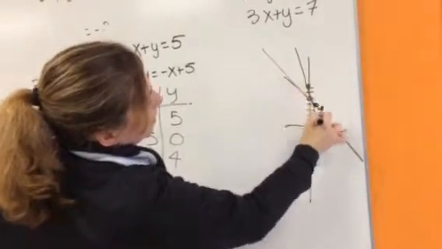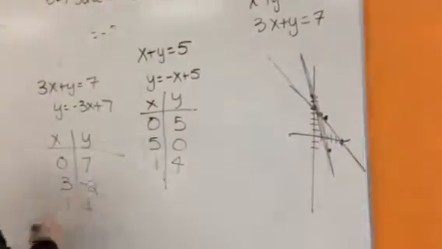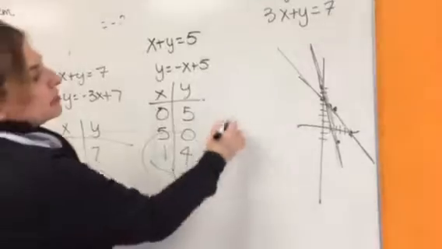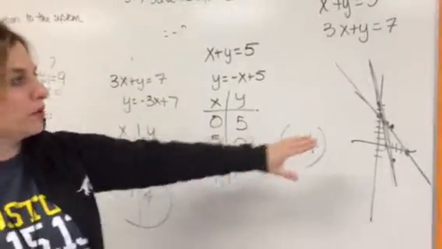Okay, here's my line, and look, (1, 4) is in both of them. Did you see that? (1, 4). My solution to this system is (1, 4). It's a point where they both cross.